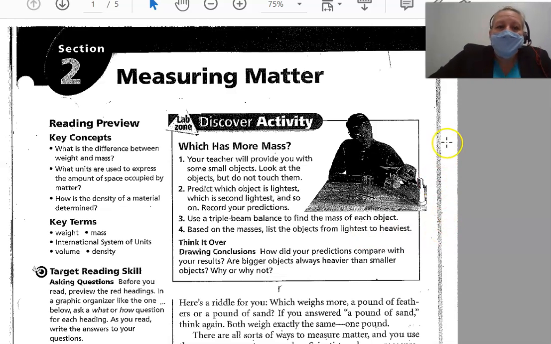Hi, we are doing chapter 3, chapter 1, section 2, measuring matter. Today, we are going to be reviewing what is the difference between weight and mass, what units are used to express the amount of space occupied by matter, and how is the density of a material determined.